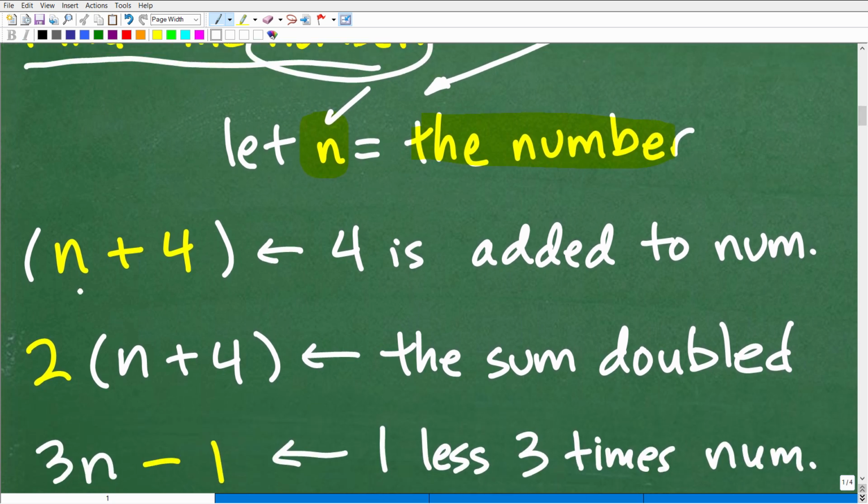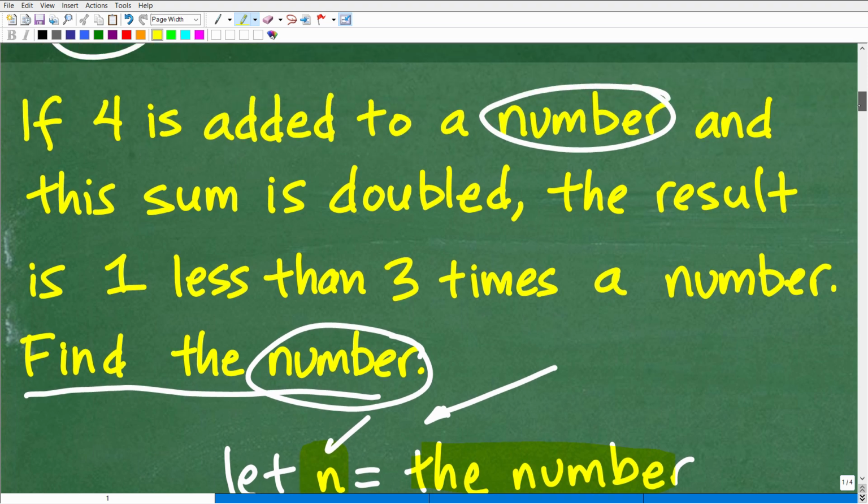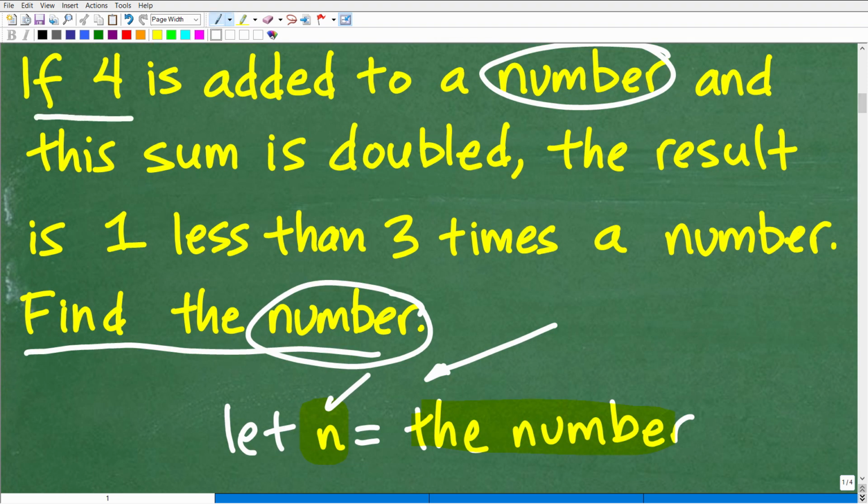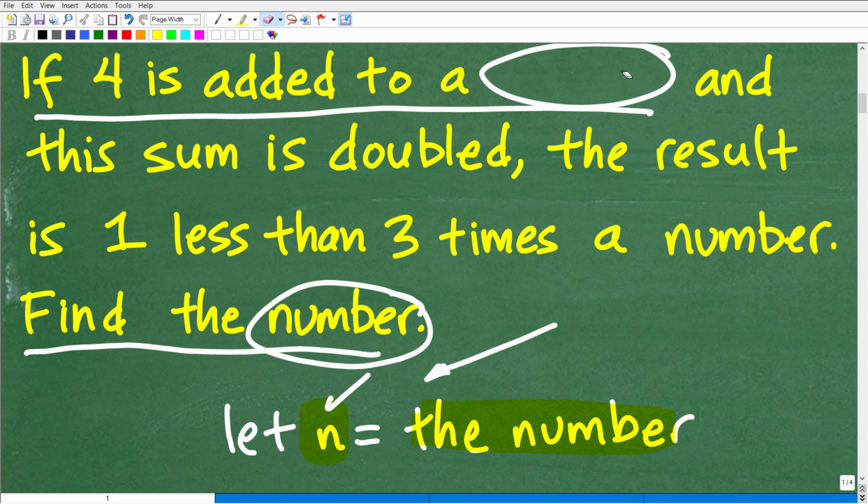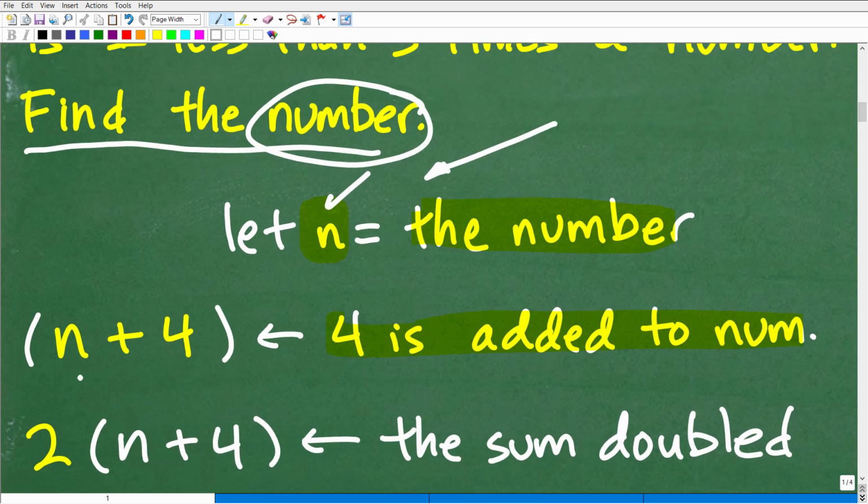Okay, so we have N plus 4. Now, what does that mean? Well, 4 is added to a number. All right, let's go up to our problem. We'll take it one little step at a time. So it says, if 4 is added to a number. Now, again, I'm not using the number anymore. I'm using N, right? So 4 is added to N. How can I translate this verbal sentence into algebra? Well, I can do it this way. I could go 4 plus N or N plus 4. It's the same thing, all right? So this is 4 added to a number, N, all right? So that's the first part.